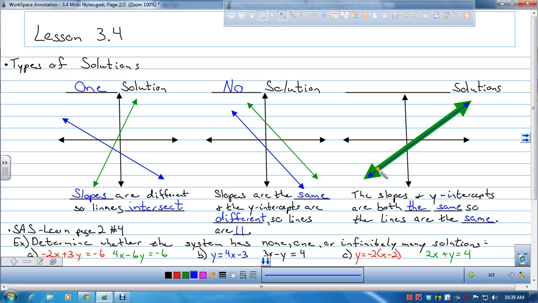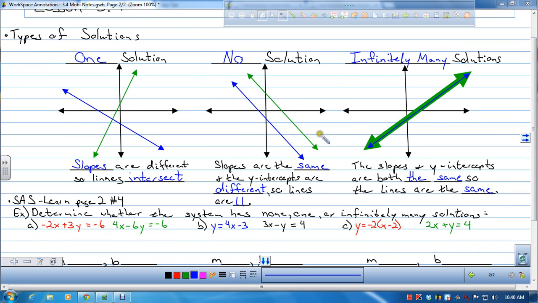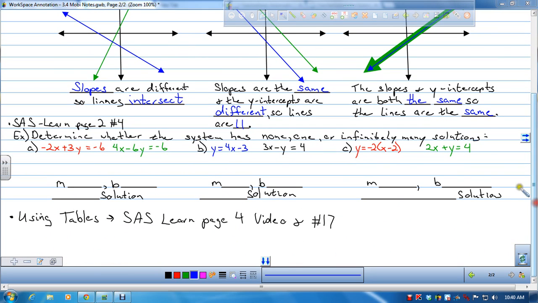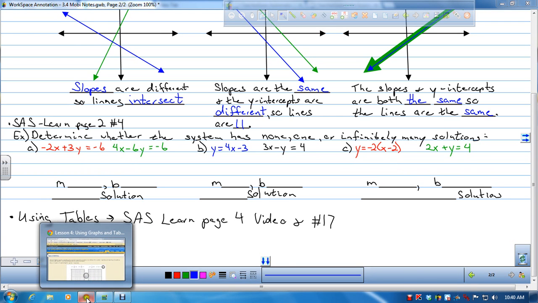What this means is that there's not just one intersection point. All of these points are intersections of these two equations, or these two lines. Therefore, we would have infinitely many solutions to this. So that's how you would tell by looking at the graphs. And what I'm going to do now is show you a quick video so we can make sure we've got a good handle on this, okay?